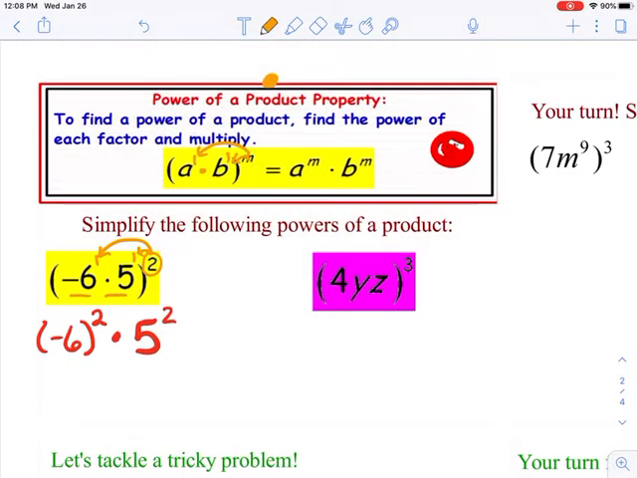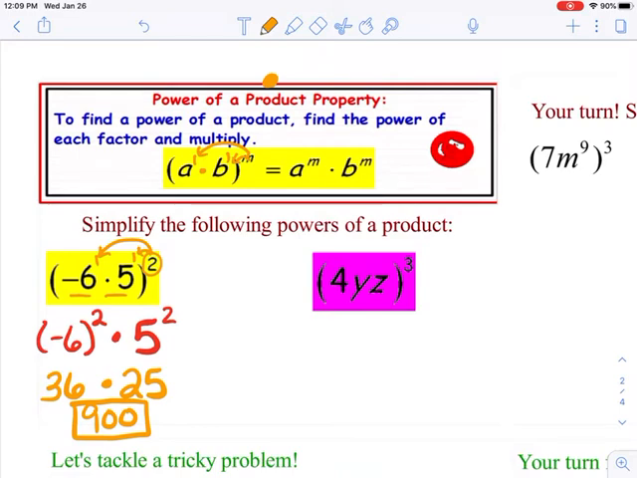So now I can simplify even further here. Negative 6 squared means negative 6 times negative 6. So that's a positive 36 times 5 squared, which is 5 times 5, which is 25. And then we can go ahead and simplify that with our calculators. 36 times 25, I believe that's 900. 900. One more here just to kind of show us the property, and then we'll get into some more advanced examples.